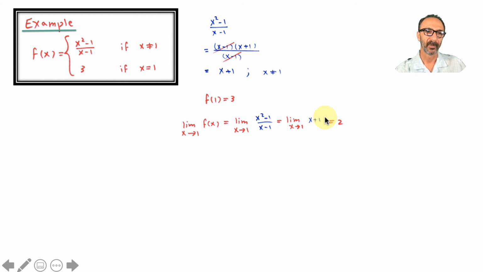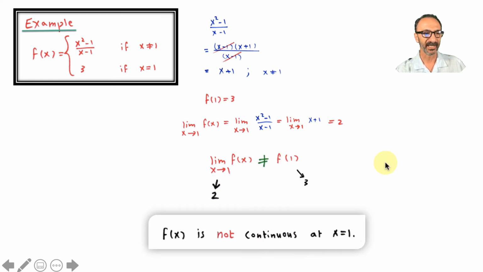But that's a problem. On the checklist, number 1 says f of a is defined, exists. Number 2 says the limit exists. Okay, so far. Number 3 says they have to be equal, but they're not equal. So the limit of f of x as x approaches 1 does not equal f of 1, because the limit on the left side right here is 2 and f of 1 is 3. So f of x is not continuous at x equals 1.